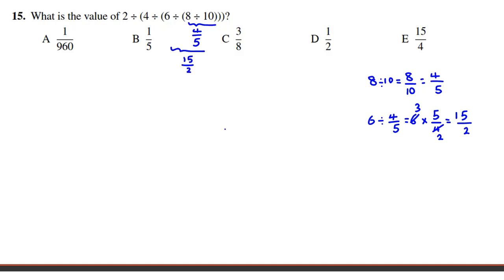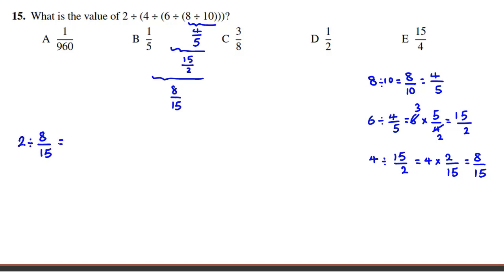Now, 4 divided by 15 over 2. It will be 4 times the reciprocal of the second fraction, 2 over 15, so it will be 8 over 15. Now 2 divided by this. So it will be 2 times 15 over 8. And if you divide, it will be 15 over 4. Okay, so the answer is E.